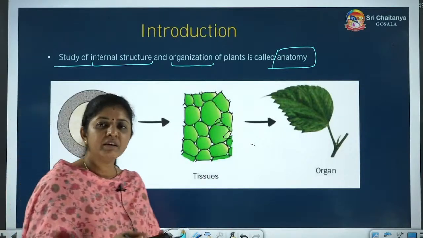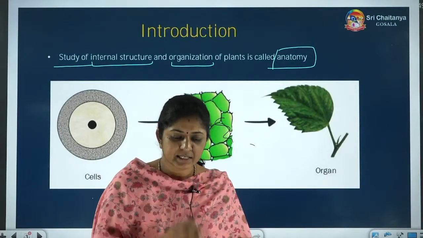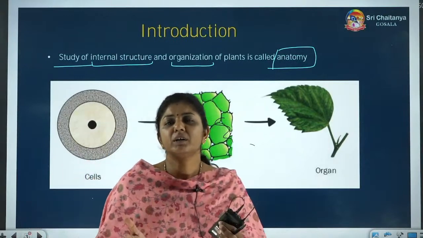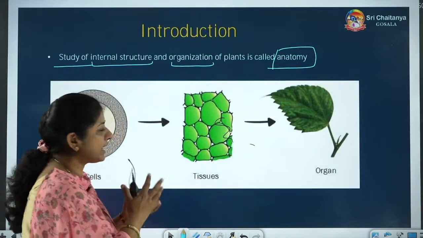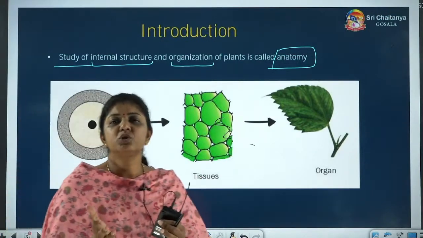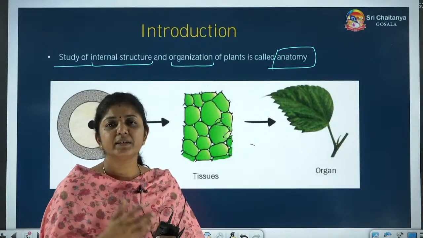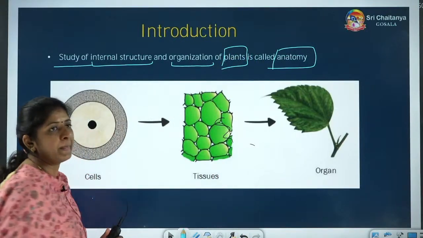As we are dealing with the anatomy of flowering plants. Like last time I told you, morphology and physiology are common terms to both plants and animals. Even histology and anatomy are common terms to plants and animals. But we have to specify which organism we are discussing. We are discussing here the plants.